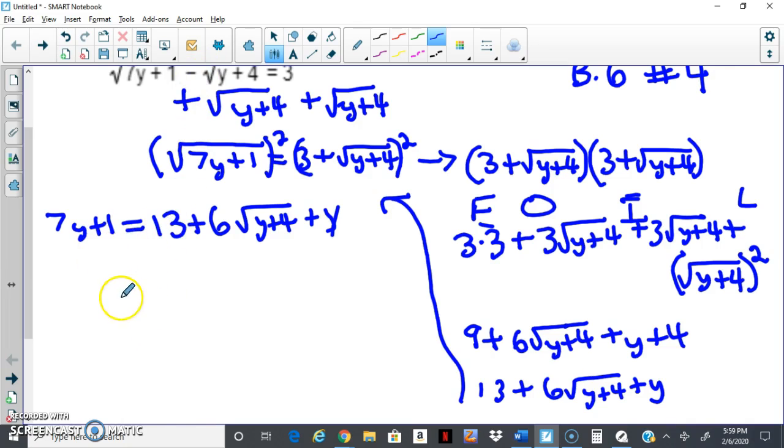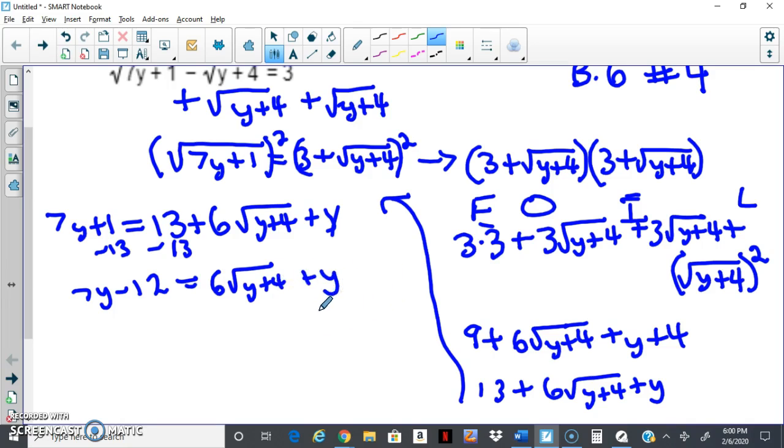Okay, so then we can collect like terms. Again, get stuff on the same side of the equation. So I could subtract 13. So I get 7y minus 12 is equal to 6 root y plus 4 plus y. And then I could subtract y from both sides. And I'd get 6y minus 12 is equal to 6 root y plus 4.